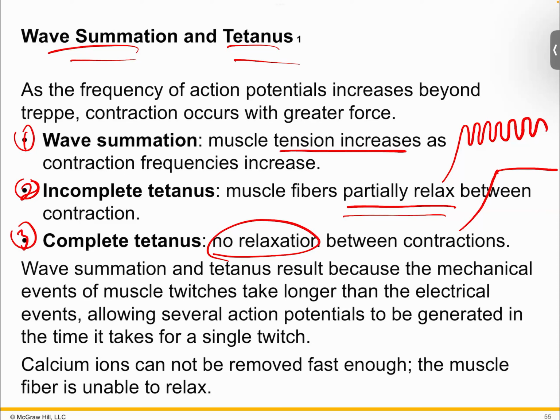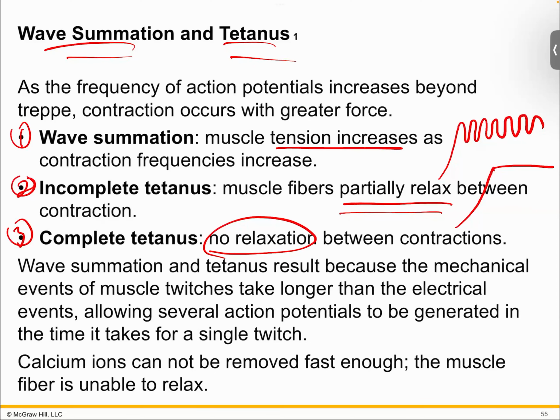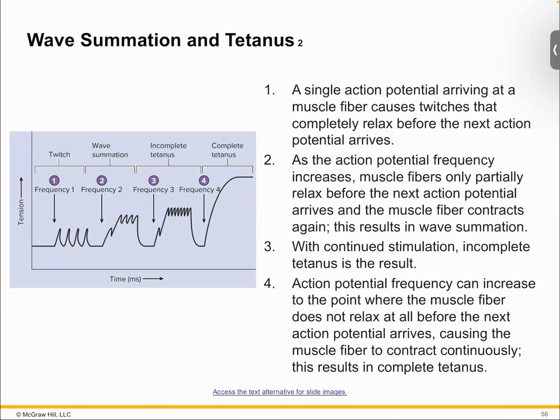Oftentimes you'll wave summate on your way up to an incomplete tetanus state or a tetanic state, but generally speaking, eventually you'll have to come back down because you have to relax at some point, right? So this is kind of what it looks like. So here you can see your twitch. So this would be an example of treppe, where you have, well, actually treppe would have a little bit more of an increasing, something like that, right? So that would be what treppe looks like.